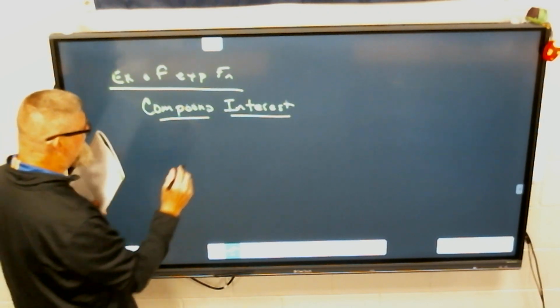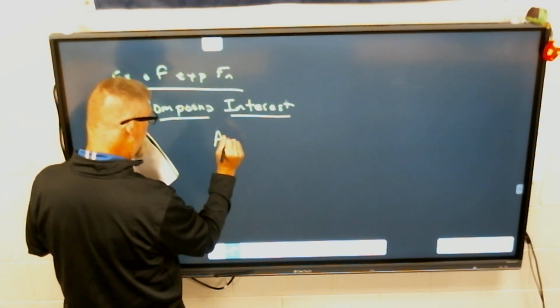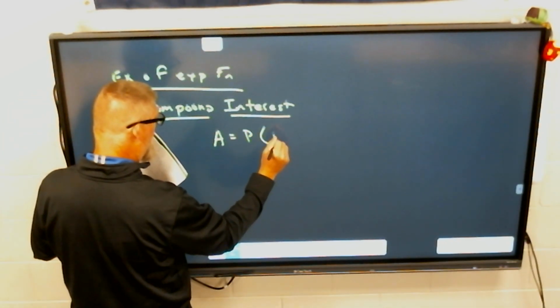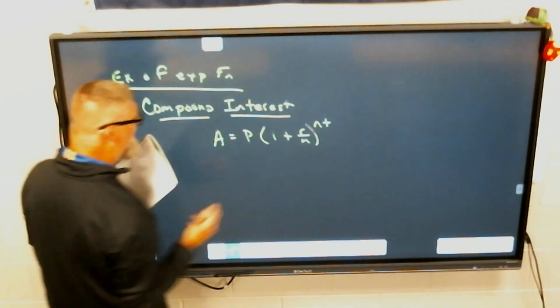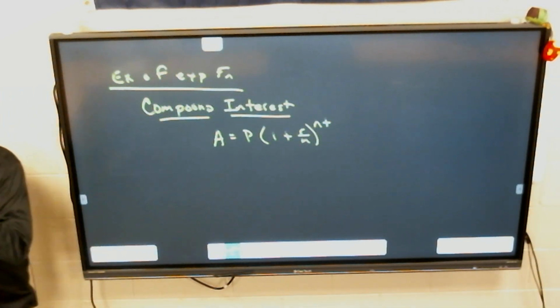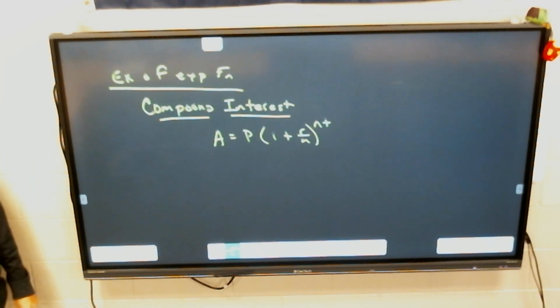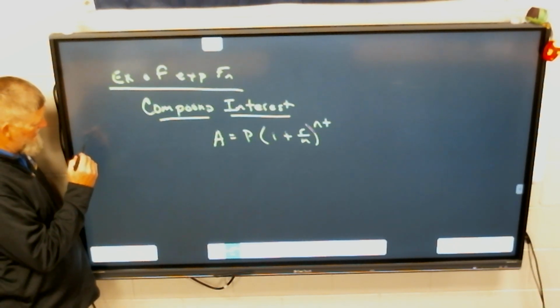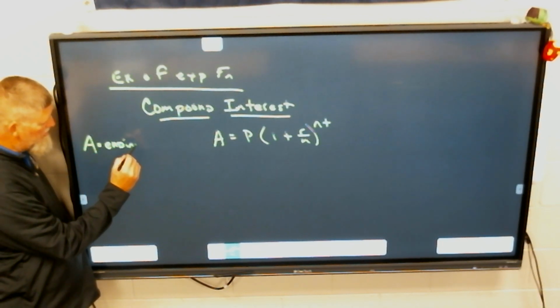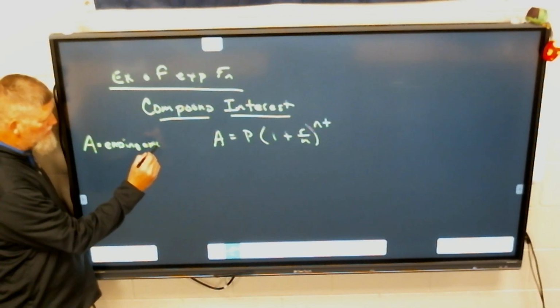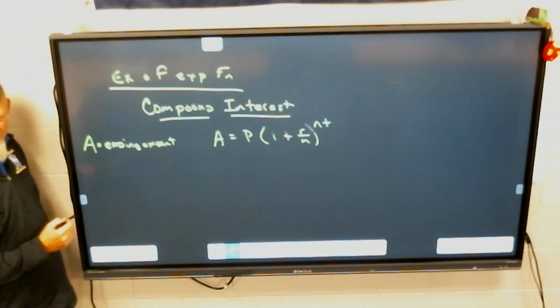Here we go. So the formula is this: A equals P times (1 plus R over N) to the NT power. And it's exponential because we have that little exponent, right? So we have P, a 1 plus R over N, and an NT. We have to know what each letter stands for. A is going to be your ending amount, your amount after a certain amount of time.